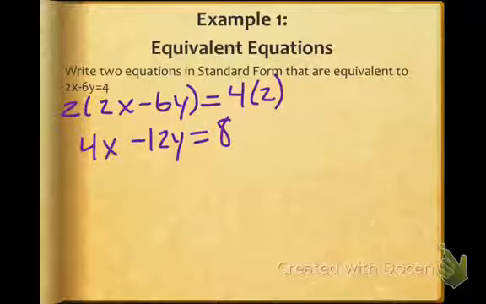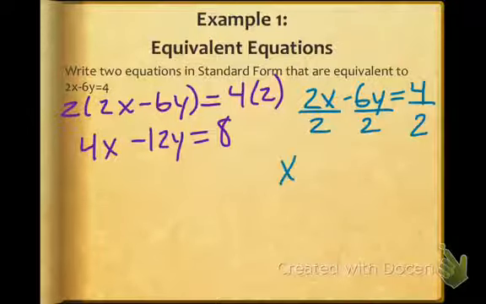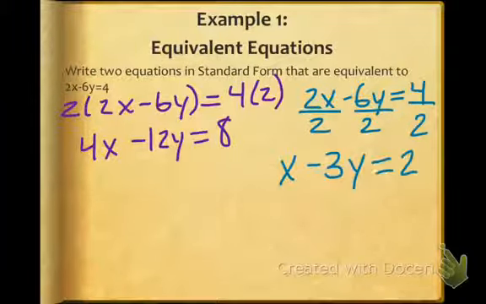But looking at 2x minus 6y equals 4, notice that those are all multiples of 2. So I could actually either multiply by 1/2 or divide by 2 on both sides. Remember, it stays equivalent as long as whatever I do to one side, I do to the other. So if I divide through by 2, I'm left with x minus 3y equals 2. Now, to prove to you that these are actually equivalent, I want to put these into slope-intercept form and show you that they have to be the same.